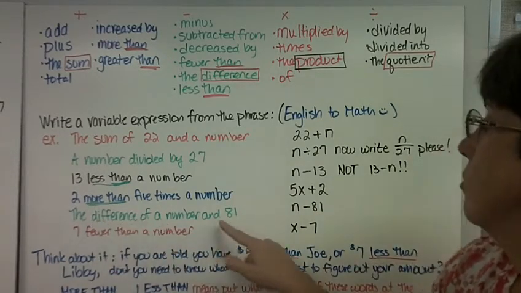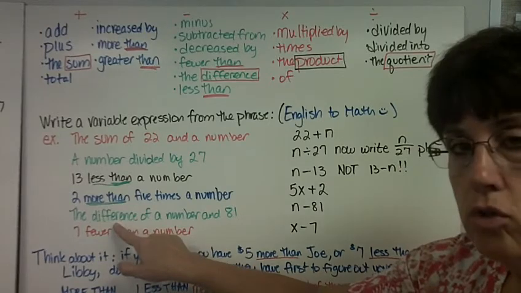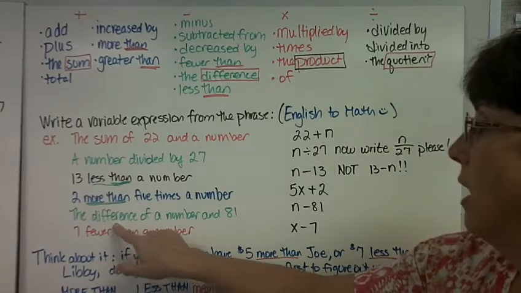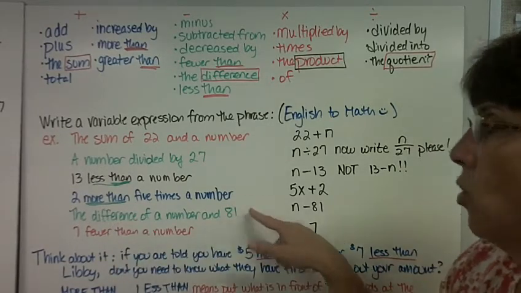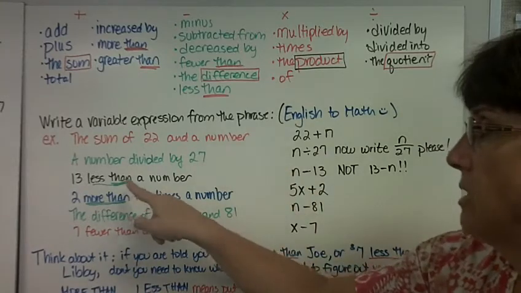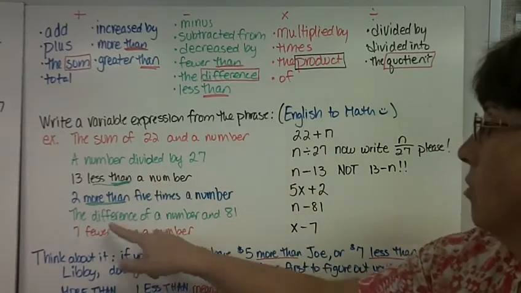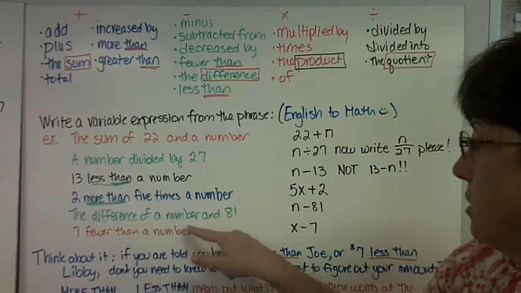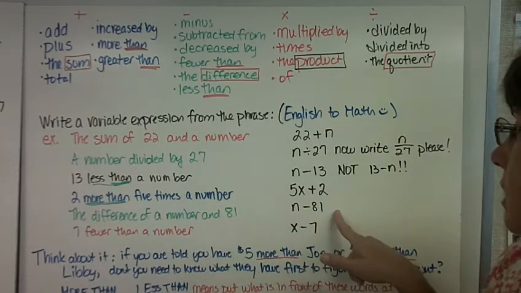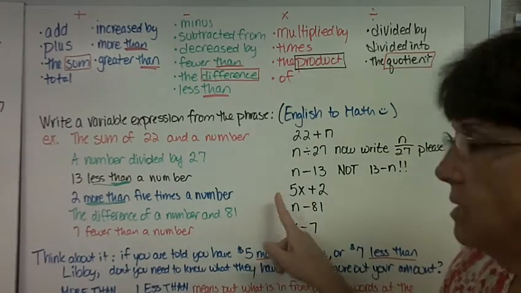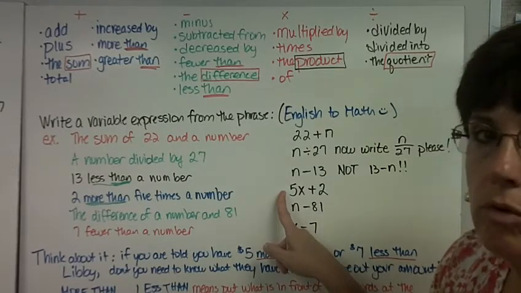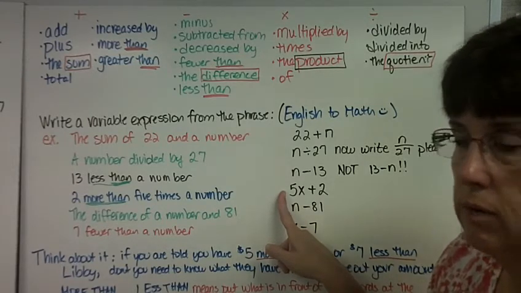The difference of a number and 81. Difference is an answer to a subtraction problem. And I just write it in the regular order. The only time I change the order around is if it has the word than in it, okay? So the difference of a number and 81, n minus 81. Sometimes I write n, sometimes I write x. It doesn't matter, okay? You can put whatever letter you like for your variable.